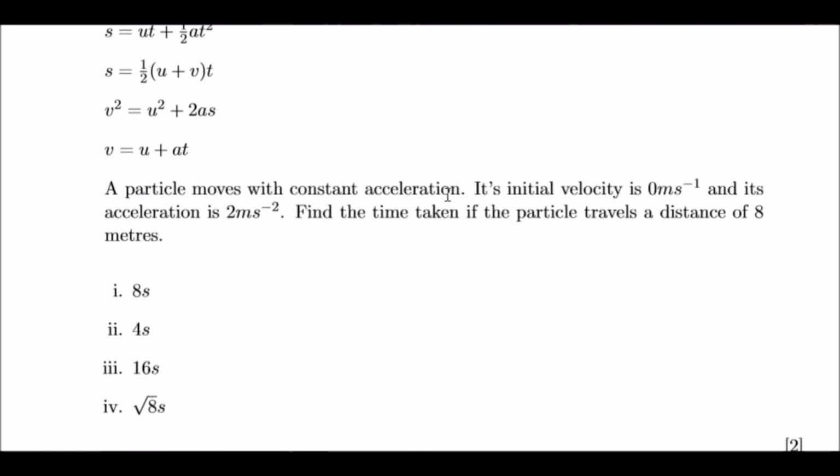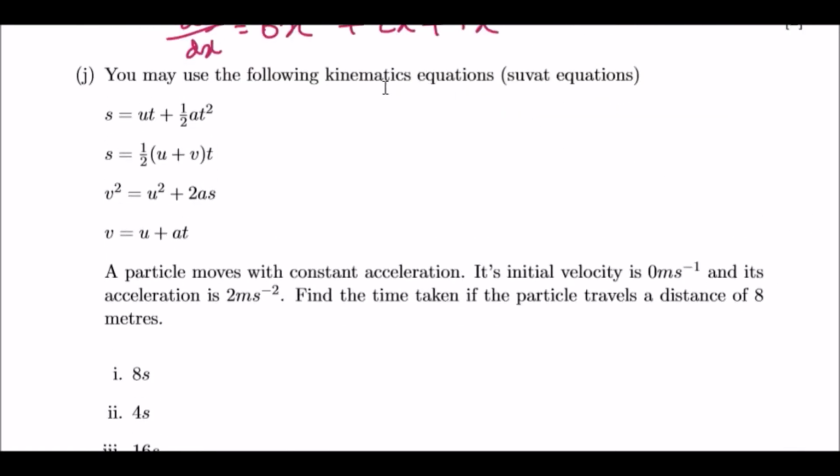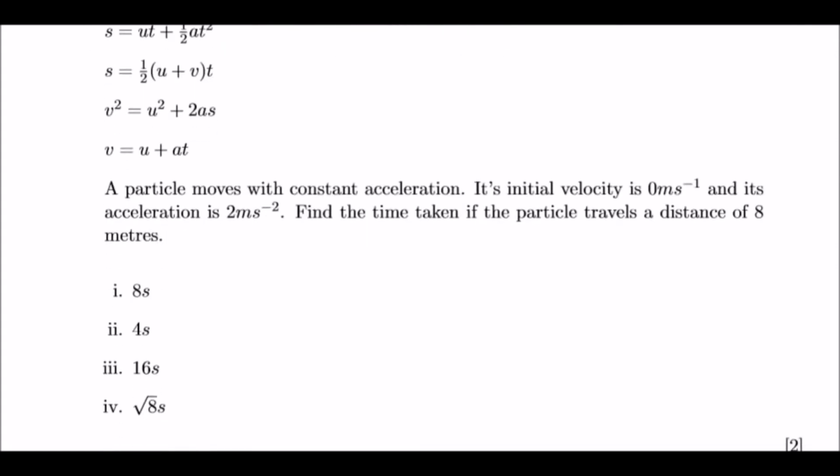Now, all right, so this is the kind of question I really enjoy. So SUVAT equations. So you may use the following kinematic equations, i.e. the SUVAT equations. So you're given a bunch of SUVAT equations. So let me just write the SUVAT equations here. So we've got SUVAT, where S is the distance, U is the initial velocity, V is the final velocity. These are velocity pairs. A is acceleration, T is time.